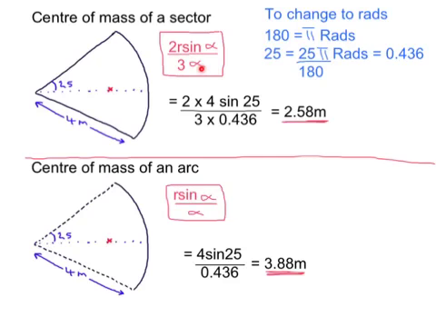This value goes here. When working this out, you don't do anything stupid with your calculator, you keep it in degrees. If you change the calculator into radians, which you could do, you'd have to put all of that into there and sine it, and it would give you the same answer. But why would you do that? Anyway, putting these values in here, you get 2.58. Centre of mass of an arc is very similar, with an easier formula, and we do exactly the same with the values. What you notice here is this 2.58 is just over halfway along.